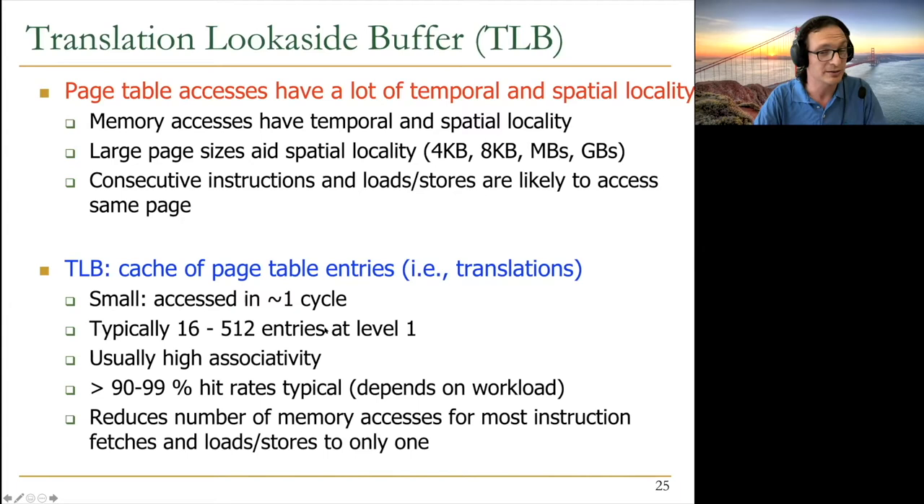And typically, just like any other cache hierarchy, you can have a TLB hierarchy as well. Later on, we will see an example of this. Usually, it's highly associative. Usually, you get very good hit rates, but it depends on the workload. If you're doing random accesses, of course, then you have a problem, right?